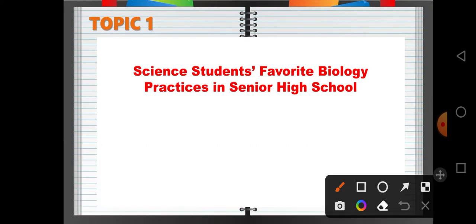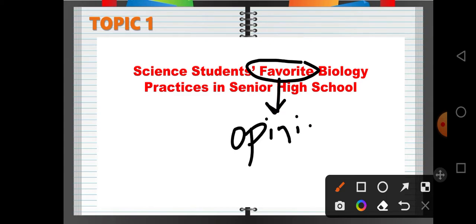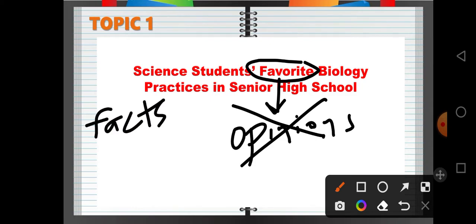So we have here the first research topic, science students' favorite practices in senior high school. We have here the key term "favorite." Class, the word favorite here refers to the opinions of the researcher or the respondents. Remember class that in SIPs, we do not use opinions as the main basis of our data. We rely on facts. We do not base our information on opinions. Instead, we rely on facts.